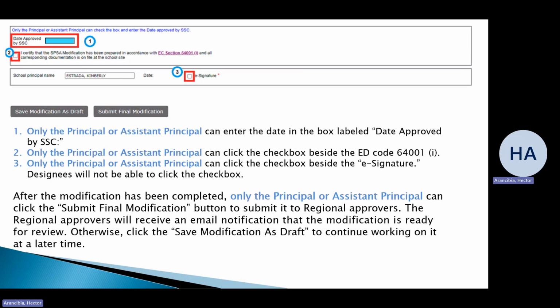Now, if the school is not ready to submit the modification for review, it can click on Save Modification as a draft to continue working on it, because we know you might not always be able to finish it in one sitting, so you can save your progress and then come back to it later. Now, the Save button can be selected by either an administrator or a school Title I designee.